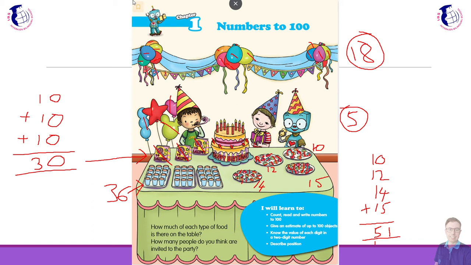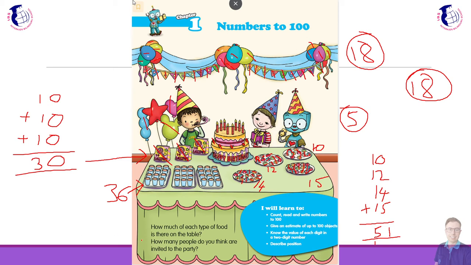Flags, 1, 2, 3, 4, 5, 6, 7, 8, 9, 10, 11, 12, 13, 14, 15, 16, 17, 18 flags. So as you can see, there are many things to count on this page. Hopefully you spotted all the things to count as well.